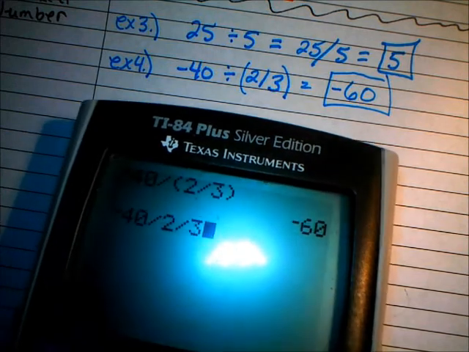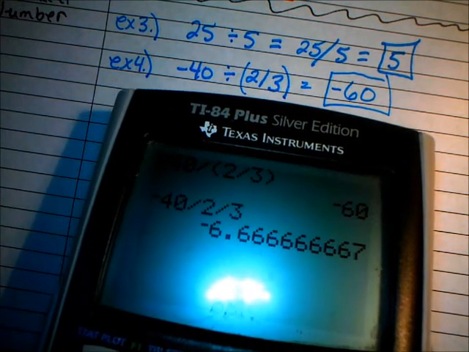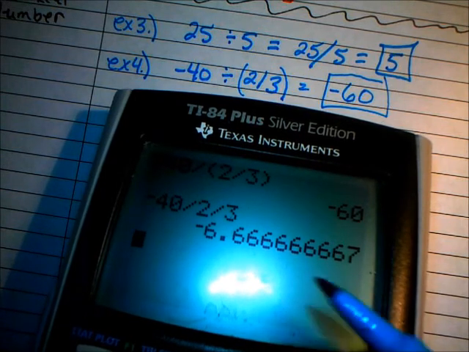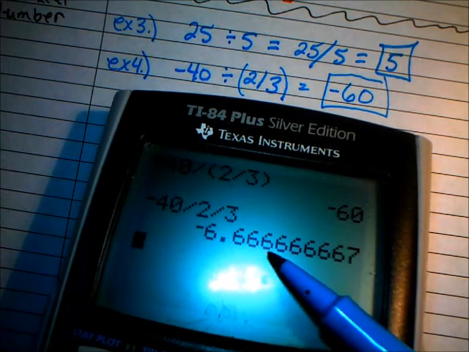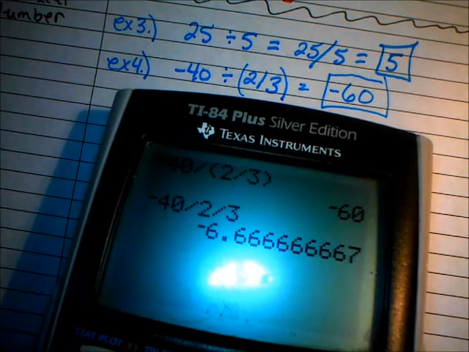And if we do it all together on this particular problem, without the parentheses, do you see what happens? It changed it to -6.6666, and it's repeating. So this is how things change. You've got to have that fraction in parentheses.